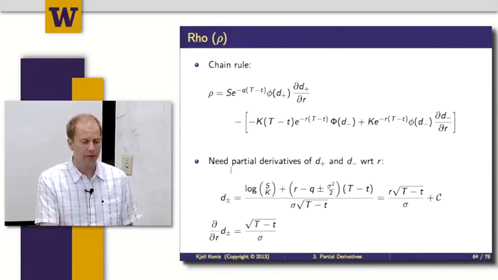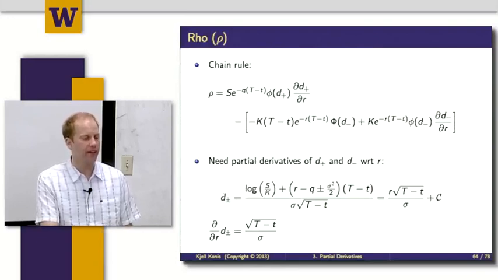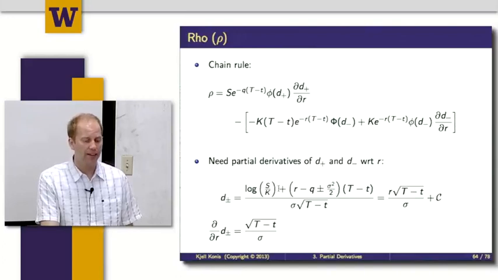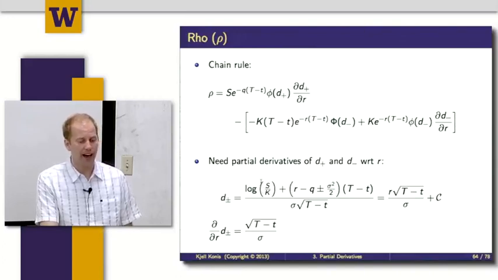So next thing I'm going to need are the partial derivatives of d plus and d minus with respect to r. So again, this turns out not to be too difficult, because if I look at the definition of d plus or d minus, I can look at these at the same time. I can write this as the log of S over K divided by the denominator, minus q times T minus t over the denominator, plus or minus sigma squared over 2 times T minus t over the denominator.